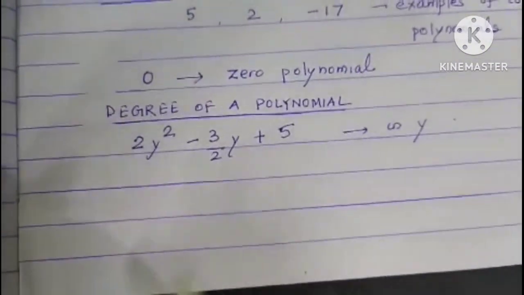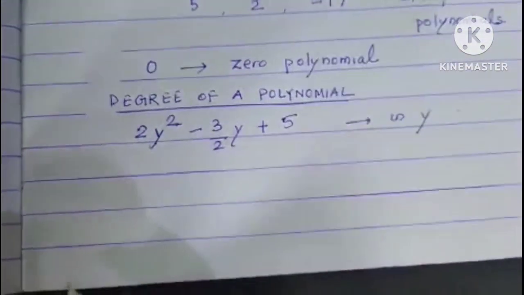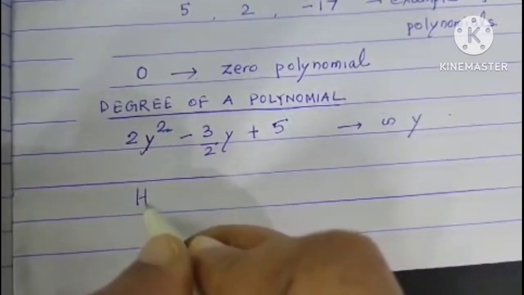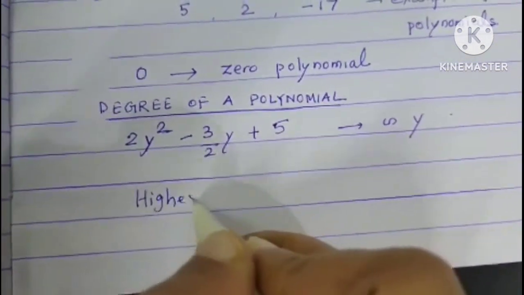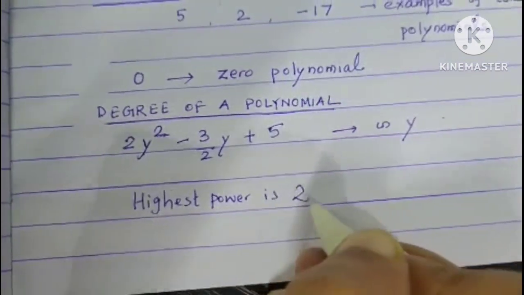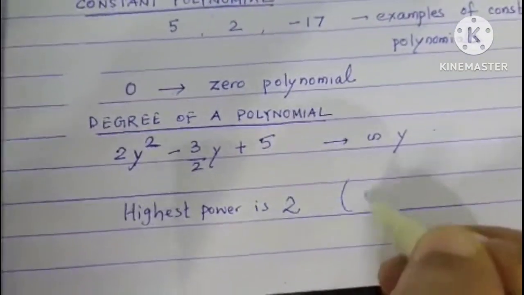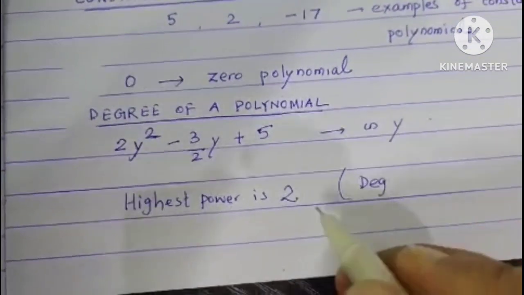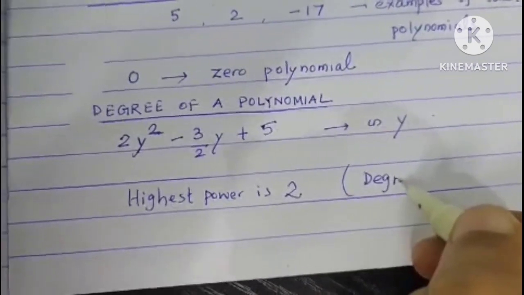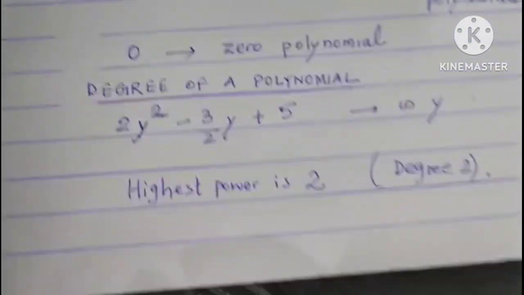And what will be the degree? The degree is the highest power of the variable. So here, what is the highest power? The highest power is 2. This one is 2, and this one is 1. So this is a polynomial in variable y having degree 2. The highest power is called the degree of a polynomial.